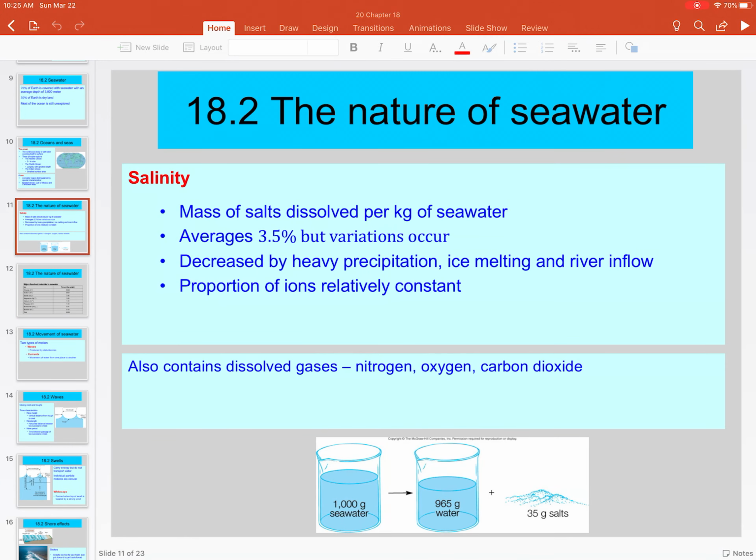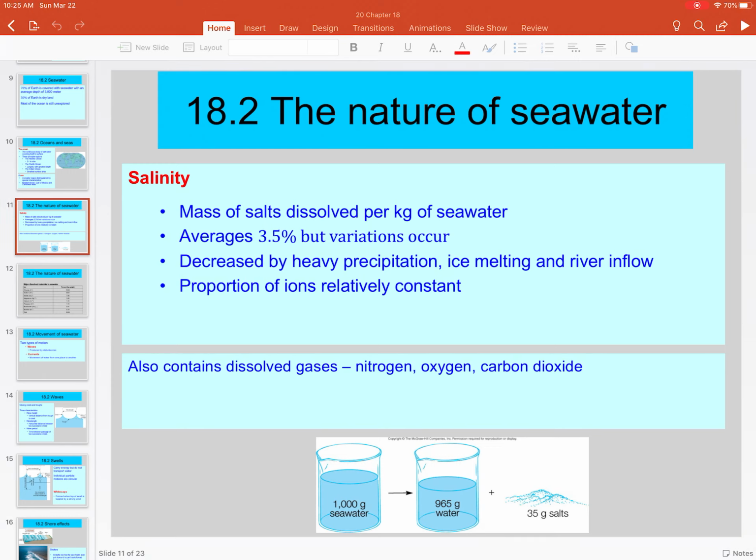So the nature of seawater, it's associated with a level of salinity, which is the amount of salt dissolved per kilogram of seawater. On average, it's 3.5%, but there are variations that occur, meaning there's areas of low salinity and areas of high salinity. When we have a lot of precipitation in a certain area, it's going to dilute the salt water, which basically decreases the salinity. Other things that do that are ice melting and river inflow.